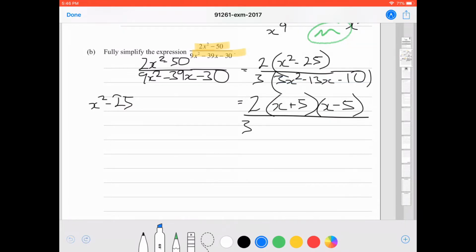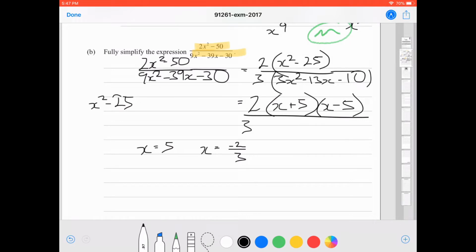3x squared minus 13x minus 10. We can do it the long way, or we've got our quadratic solver here. I think we might actually do both methods. Let's just first use your calculator. You've got 3 as the A term, B term is minus 13, C term is minus 10. And so you get x equals 5 and x equals negative 2 over 3.